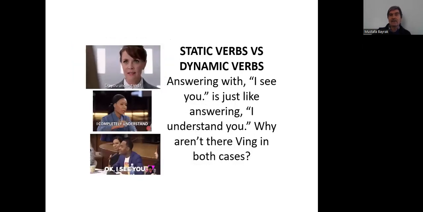Now, state verbs, static verbs versus dynamic verbs. Let's read the GIFs first. Do you understand? Do you see? No ing, without ing. Do you understand now, right now? Do you understand what I am saying, what I am talking about?